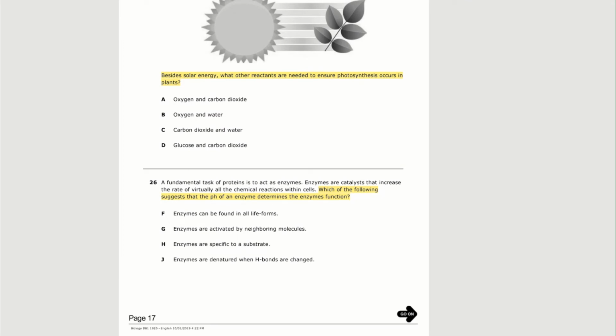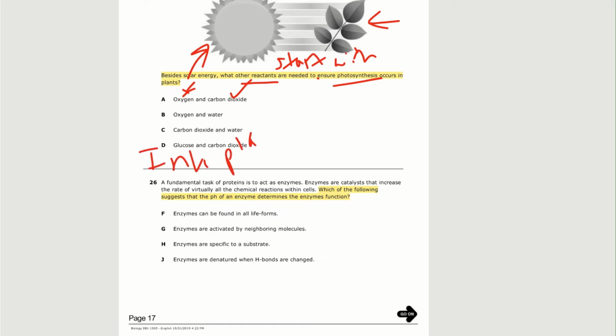Besides solar energy, so the sun, what other reactants, which means start with, are needed to ensure photosynthesis occurs? What does photosynthesis need? What does a plant need? Here is a plant. Does it need oxygen? No, you do. It needs carbon dioxide. What else does a plant need? Water. So C was your answer. I now know plants need CO2 and H2O besides the light.